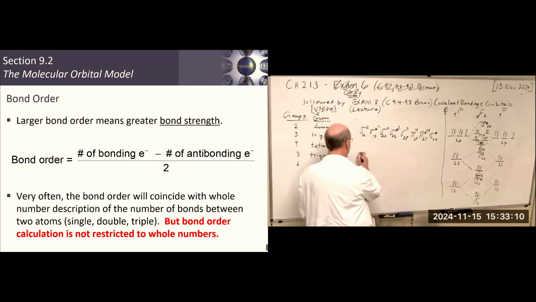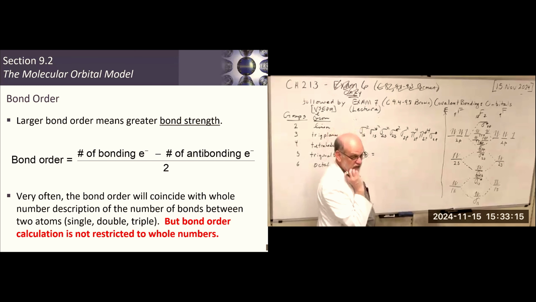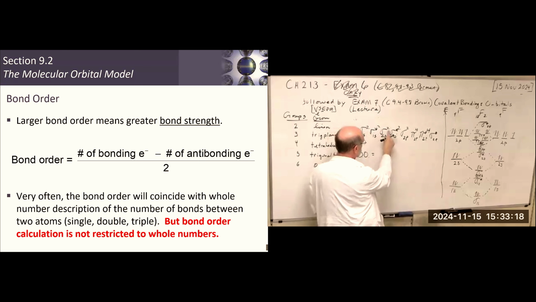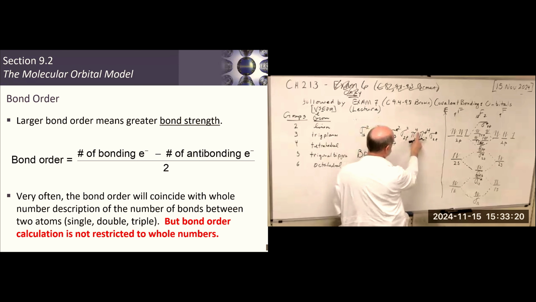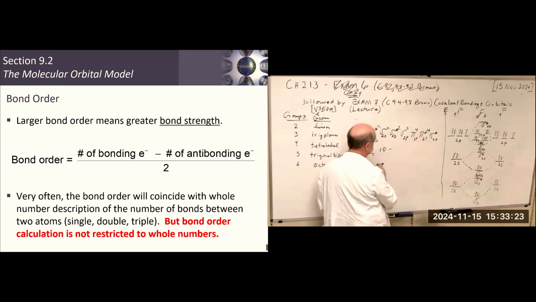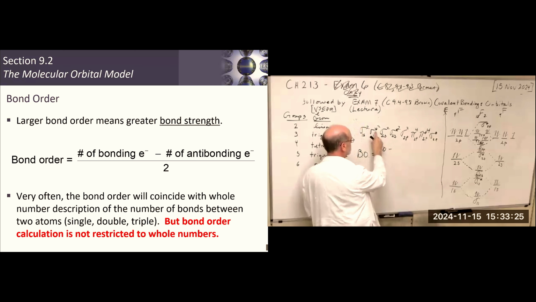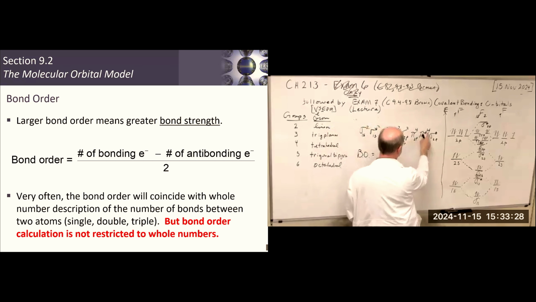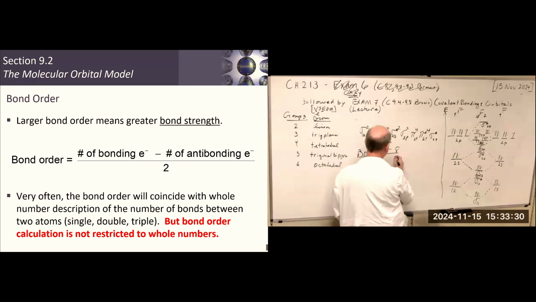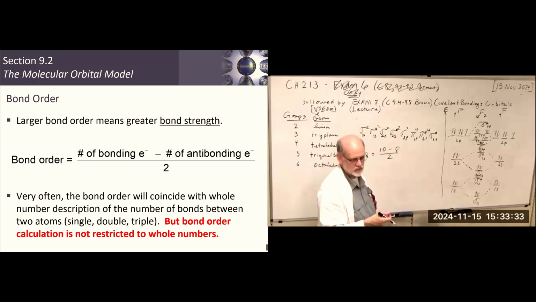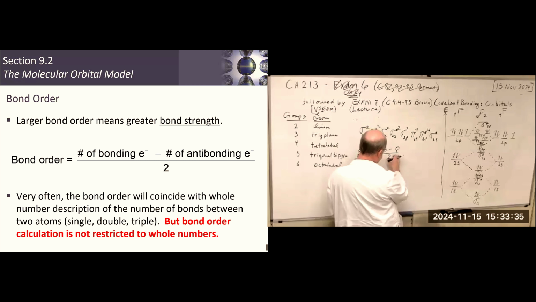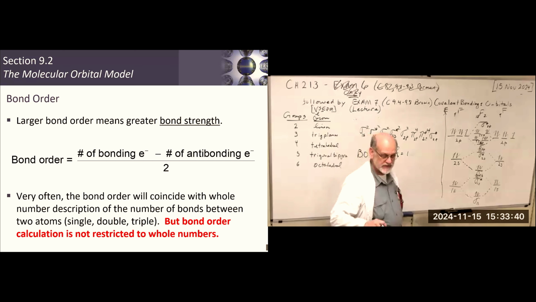So how do you calculate a bond order? First, you need the number of bonding electrons. So we have 2, 4, 6, 10. And you subtract the number of antibonding, 2, 4, 8. Then you divide by 2 because there are 2 electrons in each orbital. So that's 2 divided by 2, right? 1. That's a bond order of 1. So what we're saying is between those fluorine atoms, there's a single bond. And that's exactly what we observe.